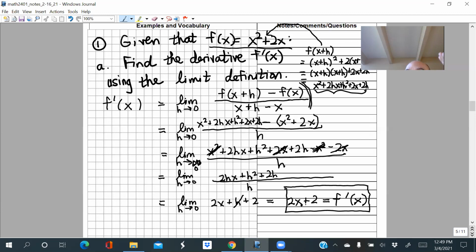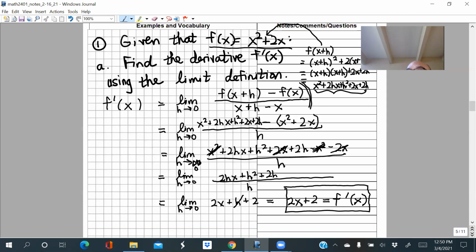So if you want to find the instantaneous rate of change for that function, what was that? X squared plus 2x, you now have this nice convenient formula that you can use. So you never have to do the limit again. So we did the limit once here, found this formula for the instantaneous rate of change, and now we can find as many instantaneous rates of change as we want without ever having to go through this process again.